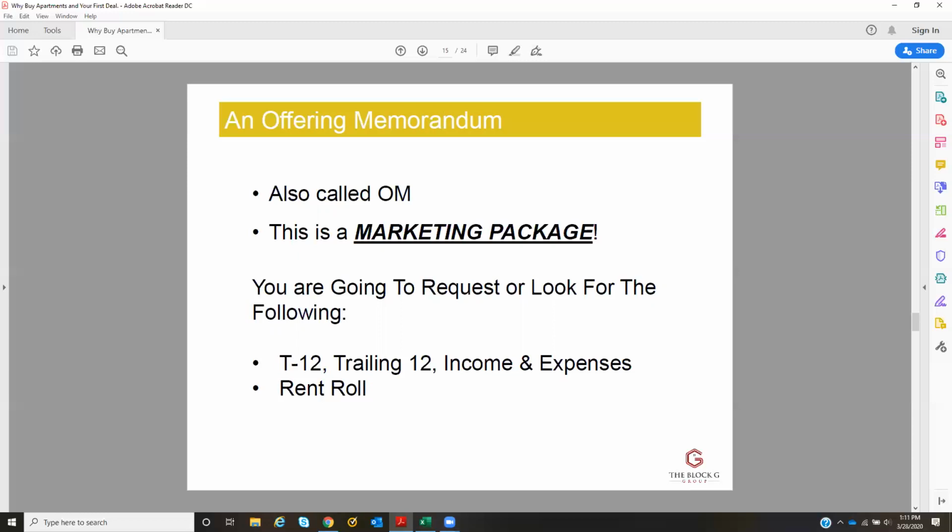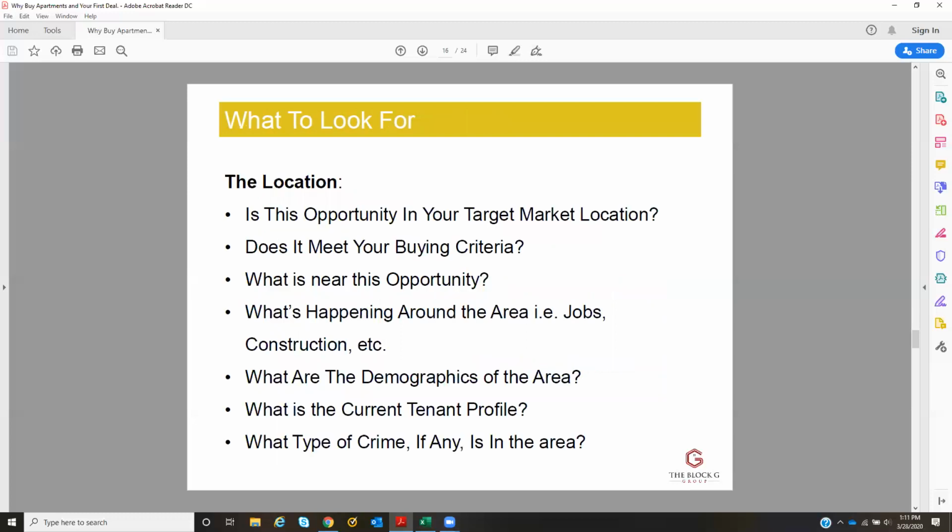So you're going to ask for the T12, or trailing 12, or the income and expense report, along with the rent roll. Those two things you're going to ask for. The income and expense report is called a T12, the trailing 12 months. It may be a T9, it may be a T3. You can annualize it from there. So that's your next call to the broker once the marketing package fits your criteria.